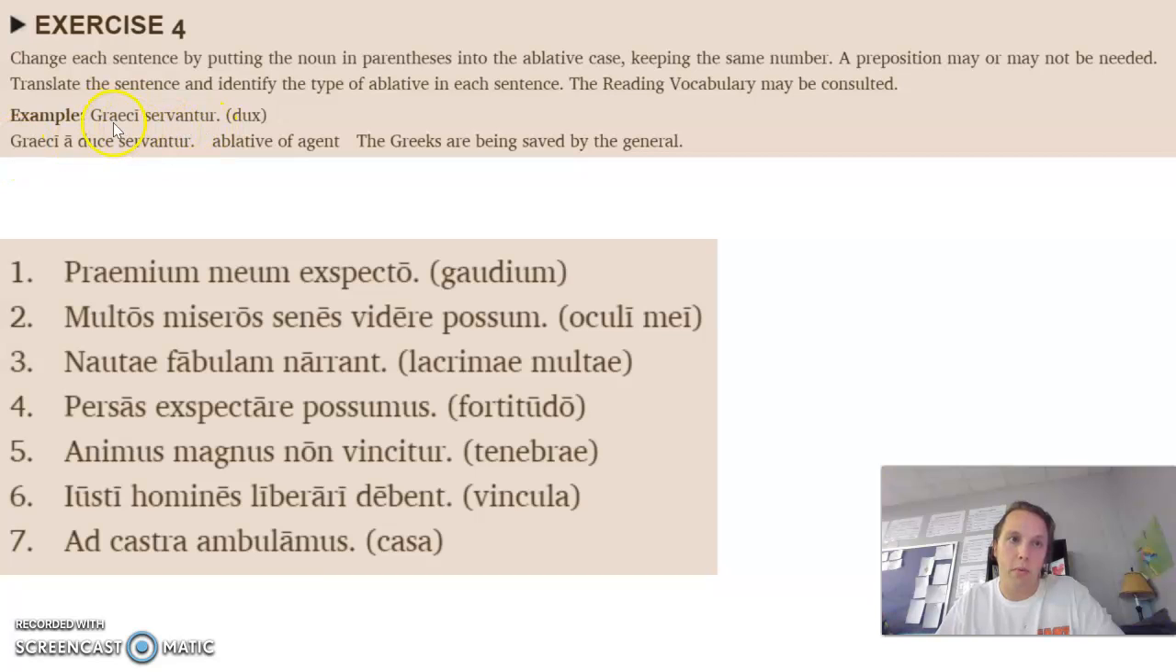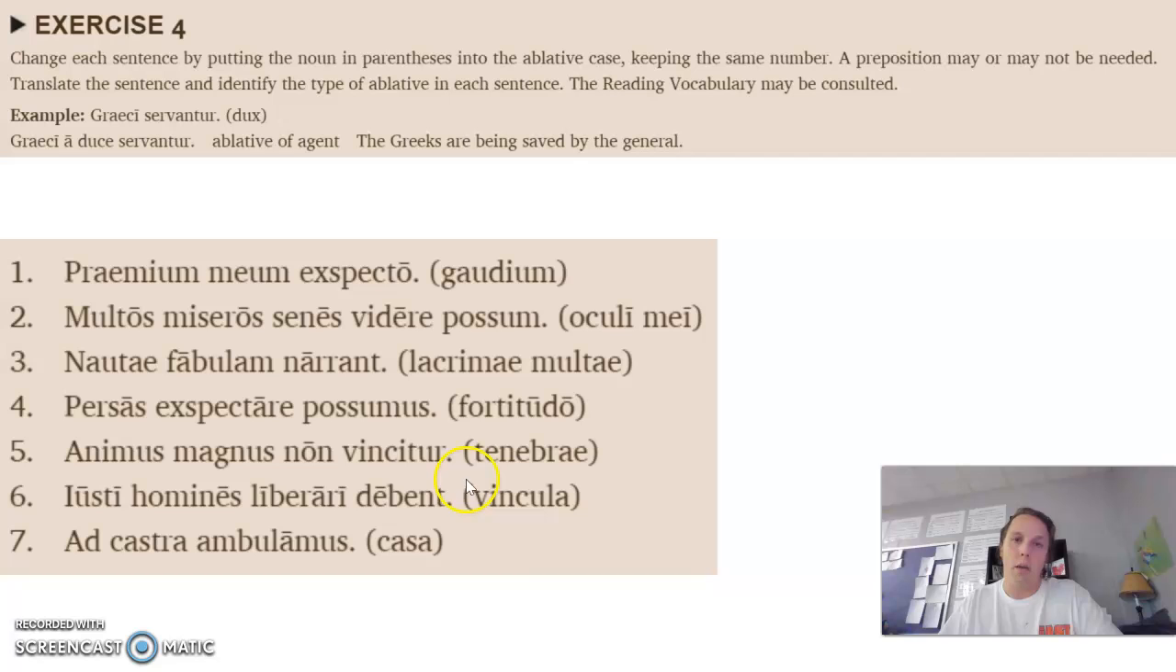Graeci servantur. The Greeks are being saved. Duce. Okay, well, since they're being saved and it's passive, it's probably going to be an ablative of agent. So we're going to put Graeci a duce servantur. It's an ablative of agent because it's telling us who's doing it. The Greeks are being saved by the general, a duce.